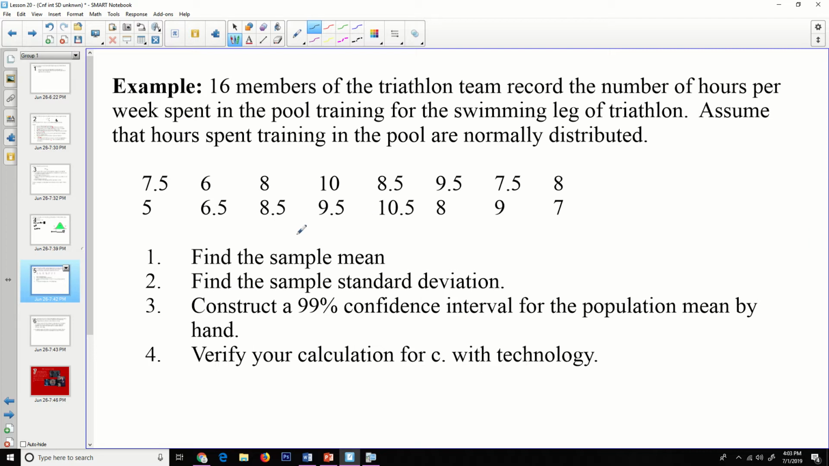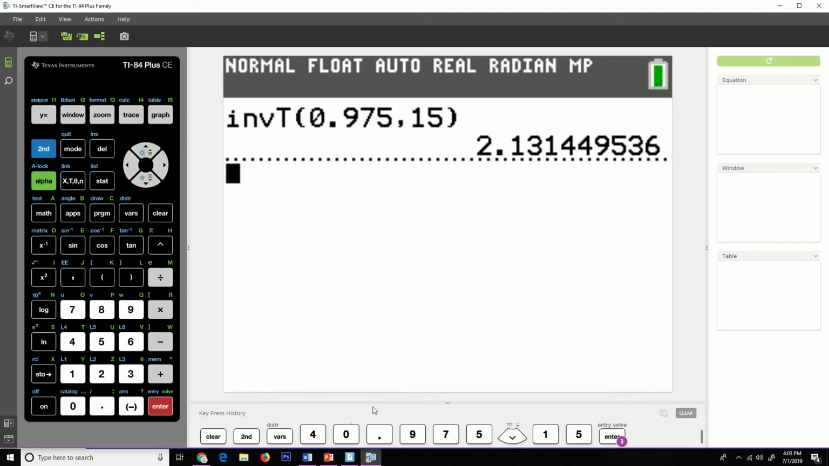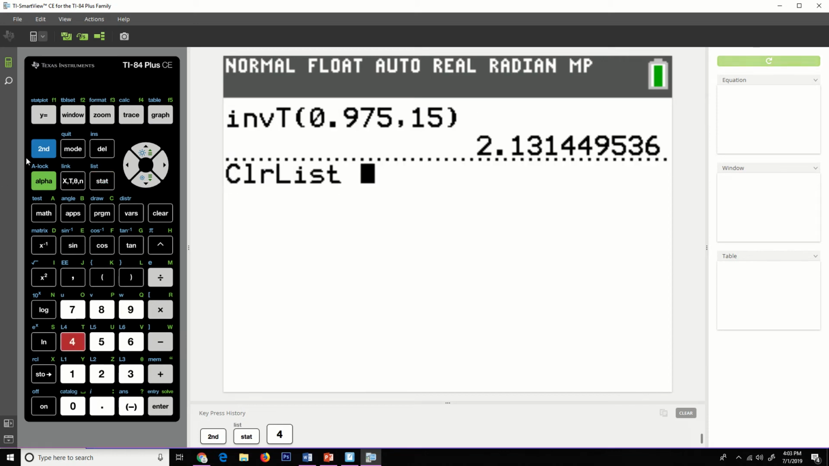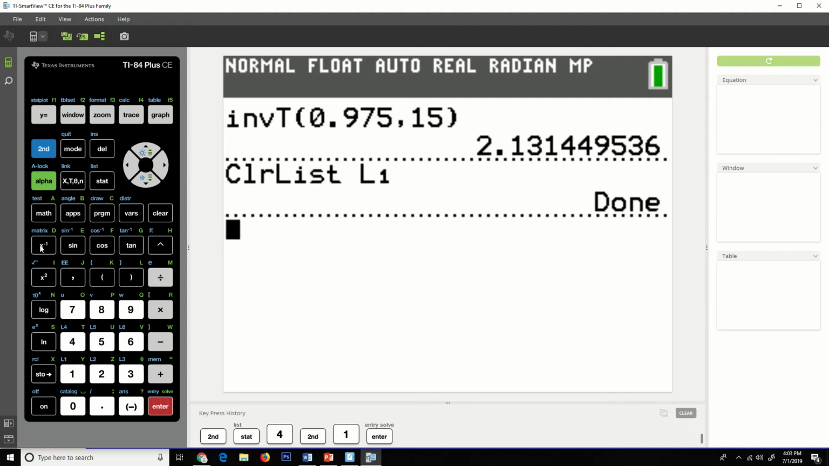And so I'm going to use the graphing calculator to find that, and then we'll find the sample standard deviation. We'll use the calculator to find that. We've done that before, so the first thing that we want to do is clear out the list for what we had before. So I just want to hit stat, and then we need to clear list, and then we just need to clear the first list, L1. We're going to hit enter there, it's done.